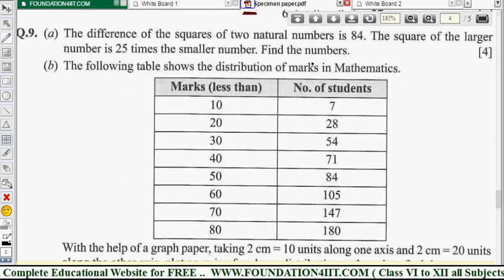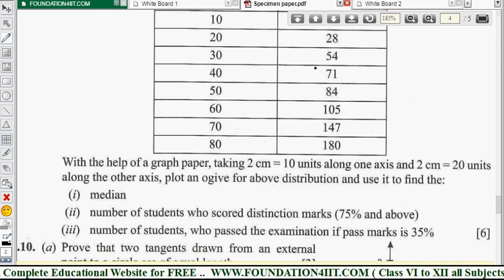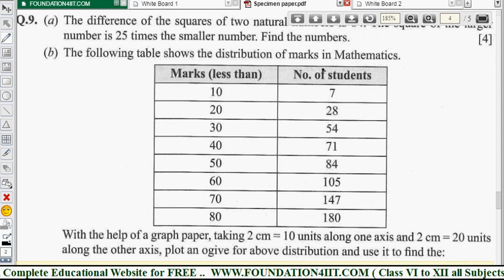And next, in question 9 we have only A and B, because B is the 6 marks question, there is a graph. Only two questions in this.